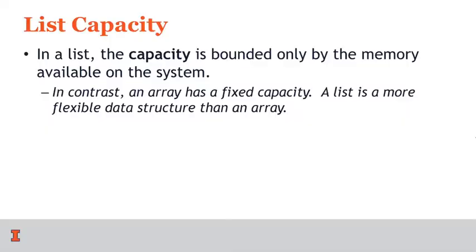Unlike an array, the capacity of a list is only bounded by the amount of memory you have on your computer. In contrast, we saw an array had a fixed capacity. We saw that an array had to be resized. Not so with a list. In fact, with a list, we can just keep adding elements again and again and again to the beginning of the list, and it just keeps growing. It's an awesome ability that we don't have with an array.